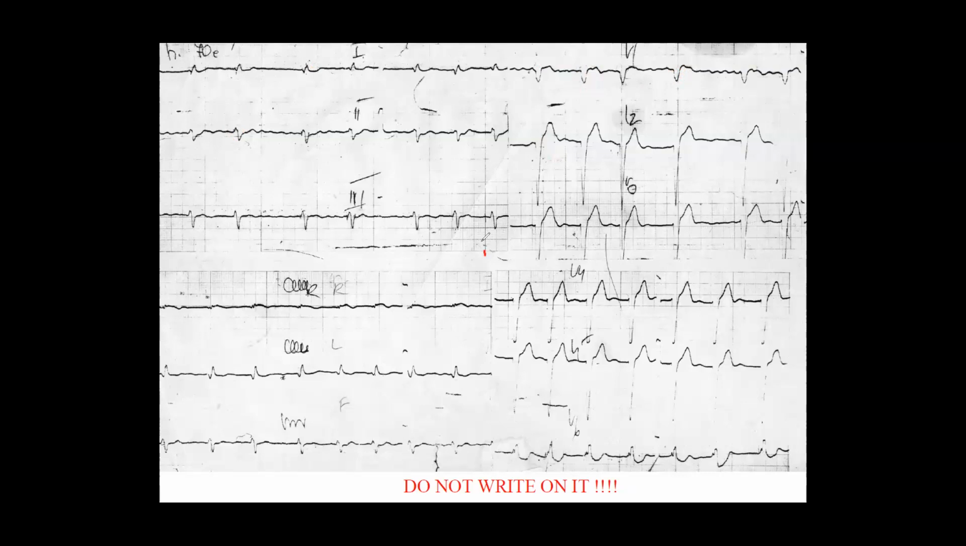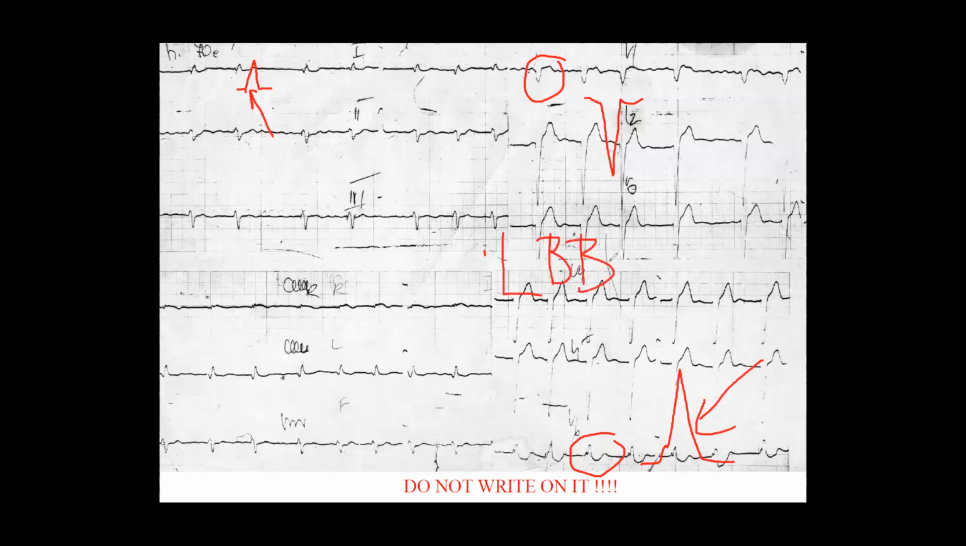What did we say? Whenever you see the wide complex, look in V1 and in V6. This is an R? No, that's an S. There's a QS, a deep QS complex. And here you do see the R, and here you do see the R. See? And this is the left side. So what do you have? It goes from the left bundle branch?